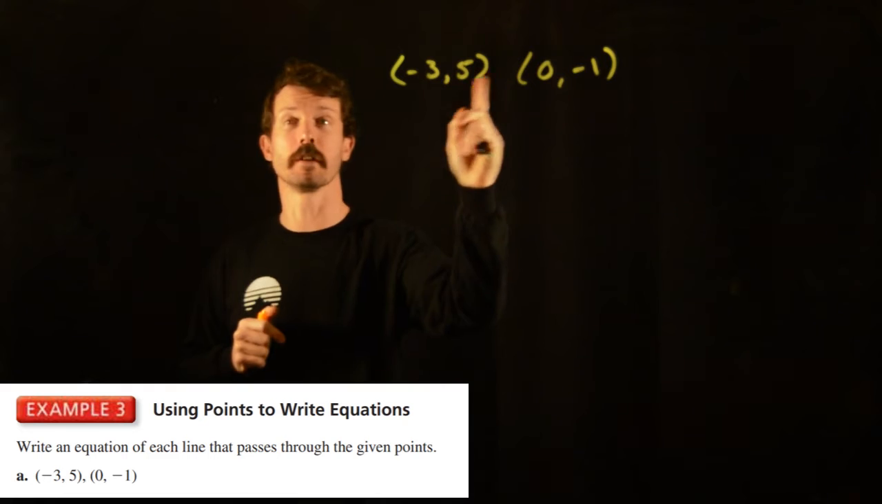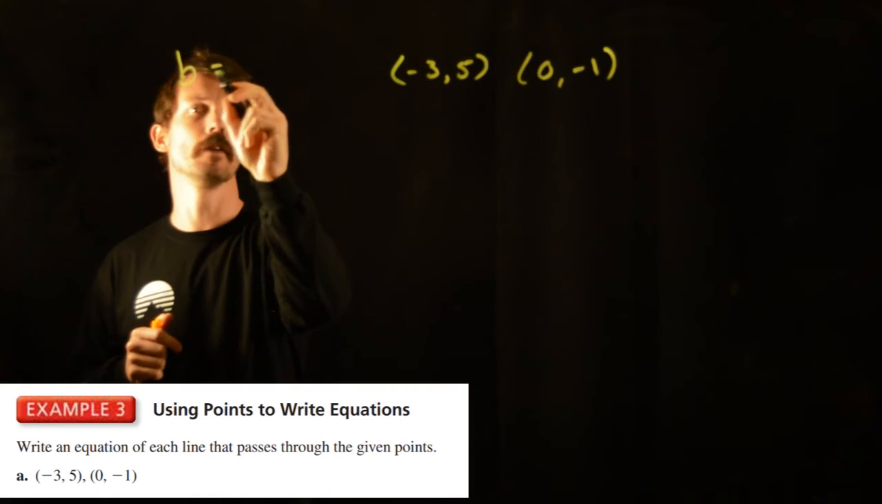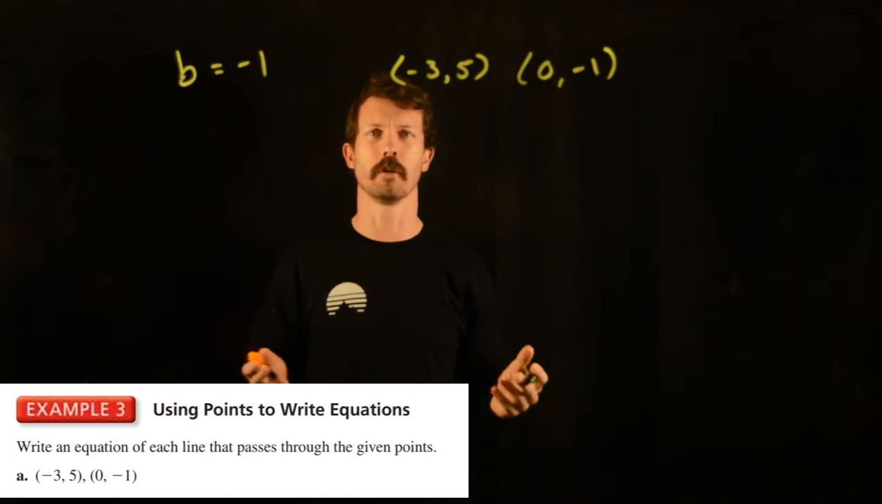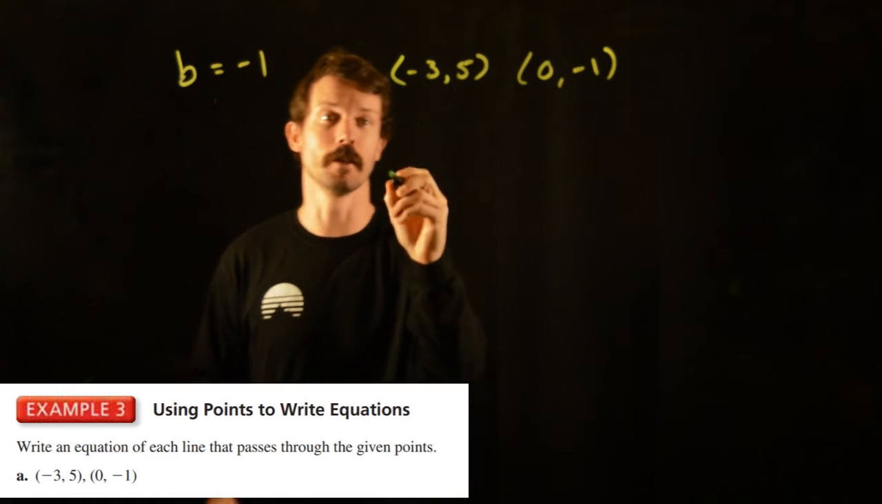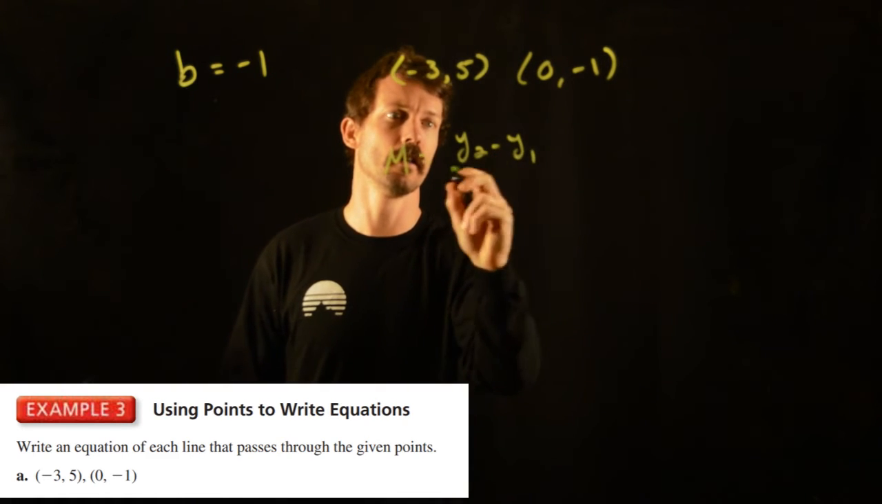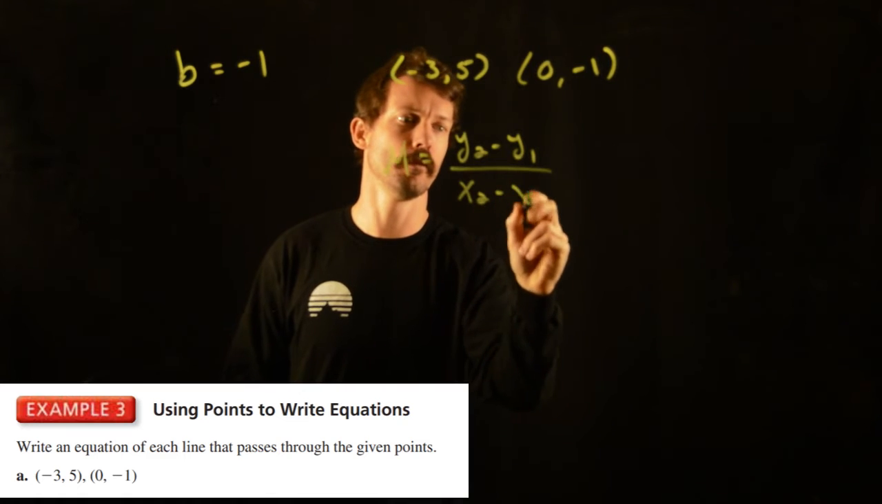So I have a y-intercept, right? I have a b value. So I have that b value, which is great. So now all I need to do is find the slope. And you might say, well, how do I do that? Well, you do know how to do that, right? You guys do know that this guy right here is the slope formula.